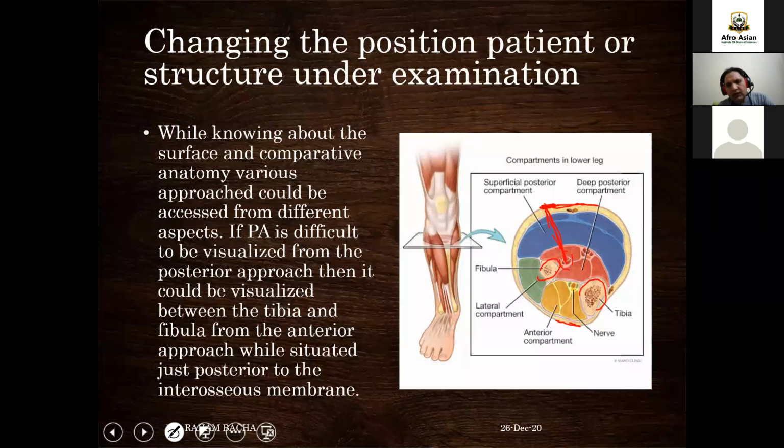So you can take a different axis from the anterior side as well. You can see it in between the tibia and the fibula, just posterior to the interosseous ligament. So that is the peroneal artery along with veins. So you can change the approach for the evaluation of different veins.